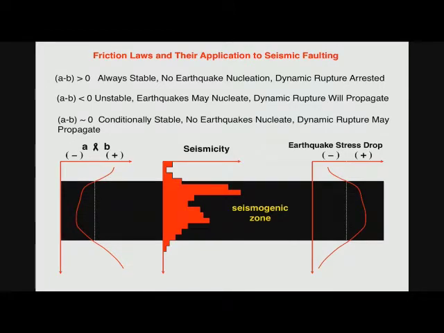Okay, so we can now apply these concepts from rate and state friction back to the depth distribution of earthquakes. So here you see a schematic graph of, that should be a minus b, I don't know, I forgot.